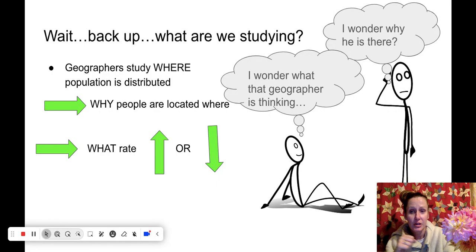Geographers study where population is distributed. If there's a high population here, where is it? Where is there a low population? And then what are the things that connect to that? If there's a lot of people somewhere, why are they there? What are they doing there? What is the rate that the population is either increasing or decreasing? Because that matters. So geographers have a lot of questions and they try to figure out some of the whys behind them.